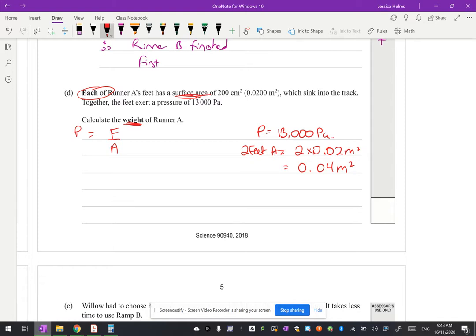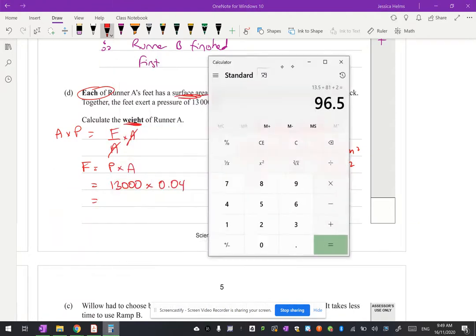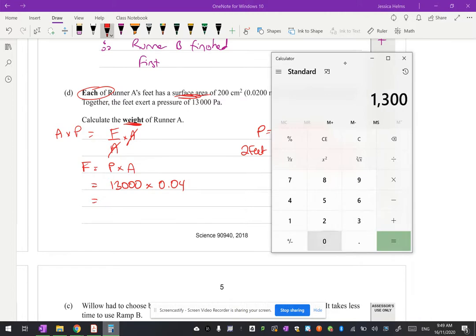So let's rearrange this equation first. So first of all, we're going to get rid of the A on this side, multiply A by both sides. That cancels it out on that side. And then what we are left with is F is equal to P times A. So once we have it rearranged, we can just substitute in our values. We know that P is 13,000 and A is 0.04. So the force is 13,000 times 0.04, and that is 520.